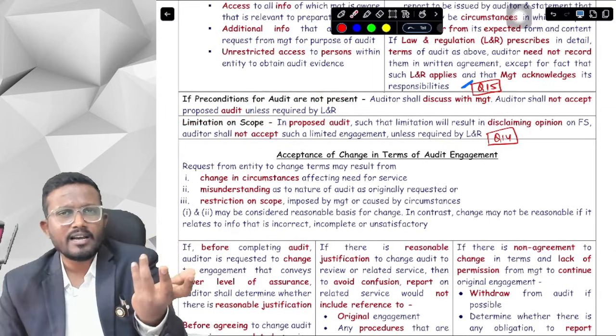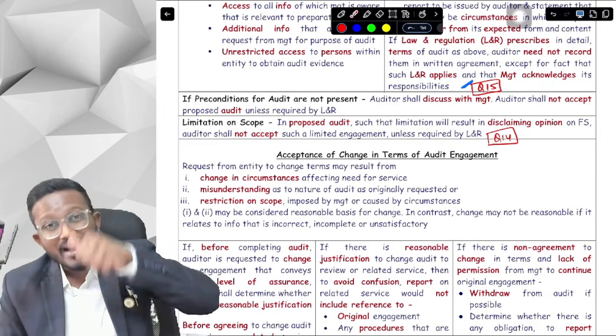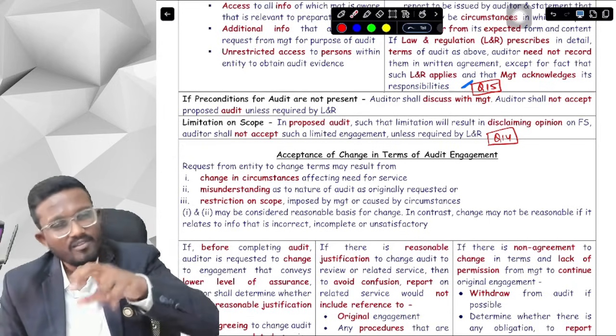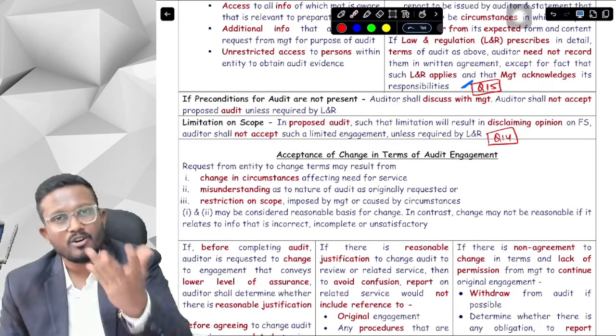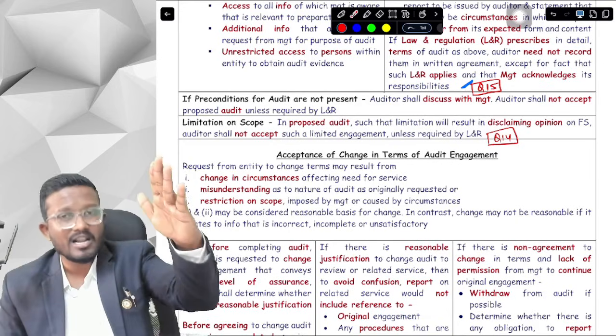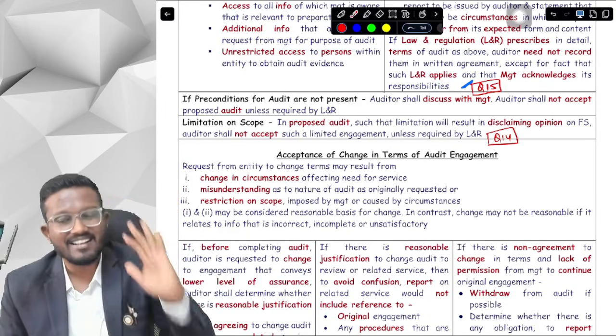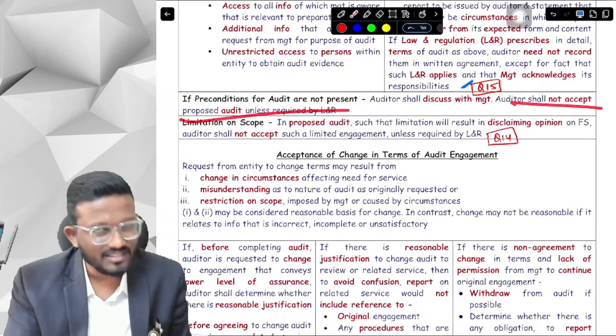So if preconditions are not present, first of all discuss with the management. After discussion, if you find that preconditions are still not present, then you have 2 options. If it is required by law and regulation to accept the audit, then we will obviously have to accept the audit, because as I already told, if law and regulation says something, then we have to follow it. And if the law and regulation doesn't require us to accept the engagement, then you can obviously decline the engagement. Okay, yes sir, this is the first case.